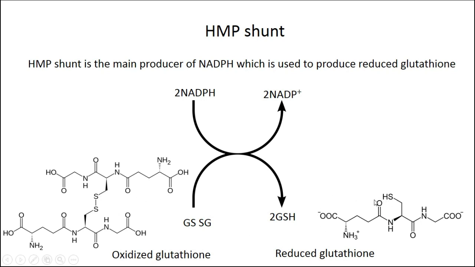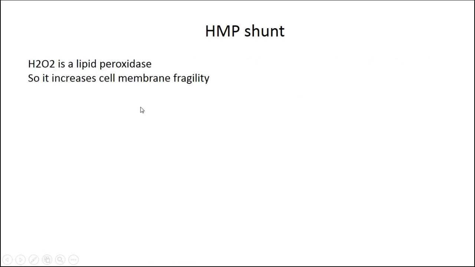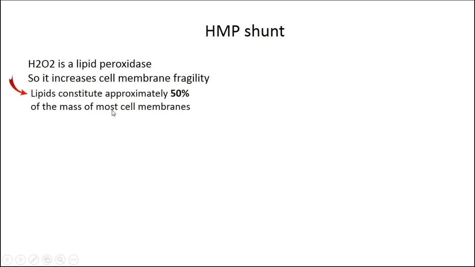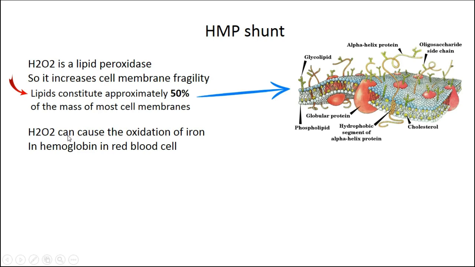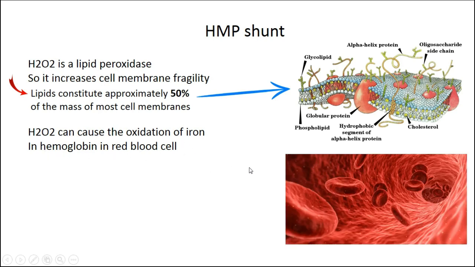So what's the importance of reduced glutathione? Before we know the importance, we have to know an important thing that's going to help us to understand the importance of glutathione. So the H2O2, which is the peroxide, is a lipid peroxidase. So when it's found in greater amounts, it can lead to cell membrane fragility. That's because 50% of the cell membrane is composed of lipids. Also, the H2O2 can lead to the oxidation of iron in the hemoglobin and red blood cells, and that can lead to anemia.